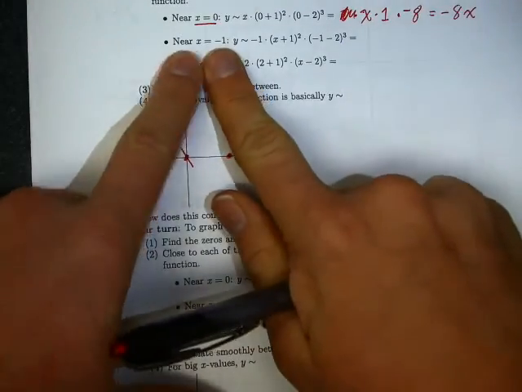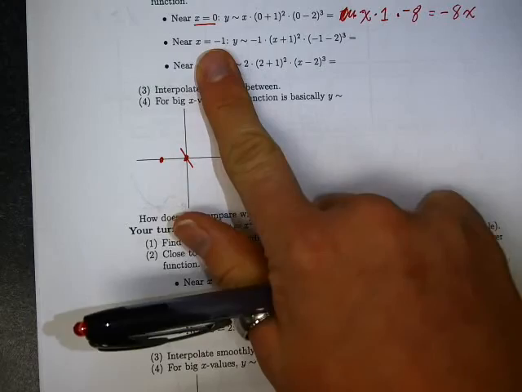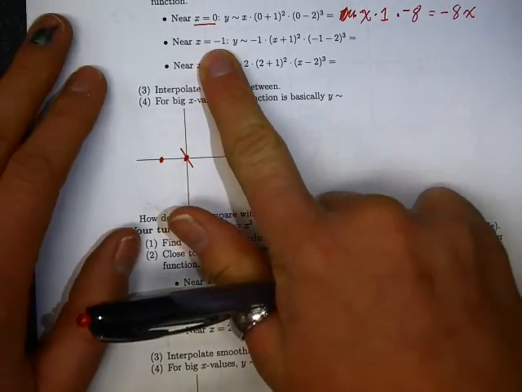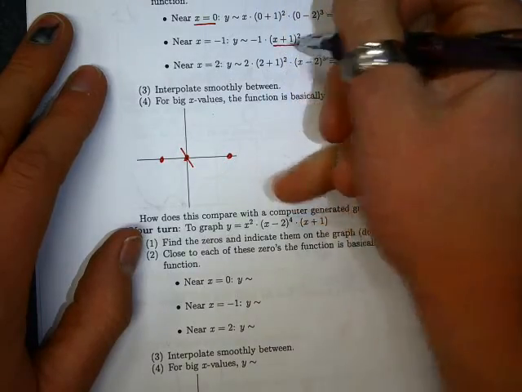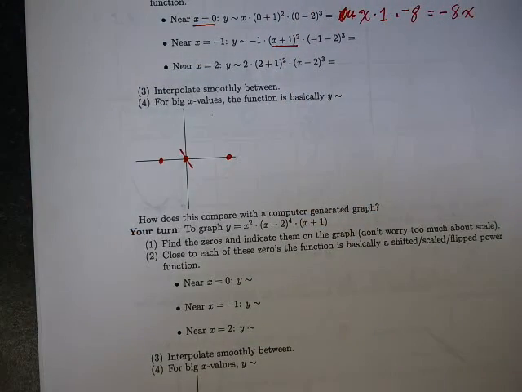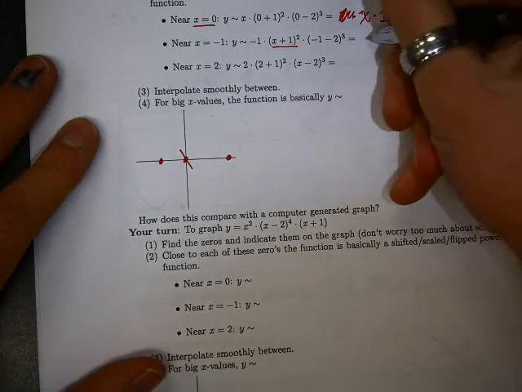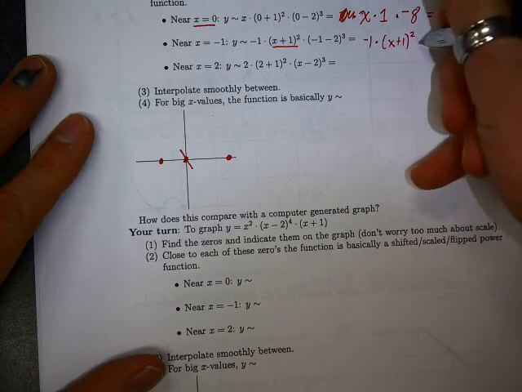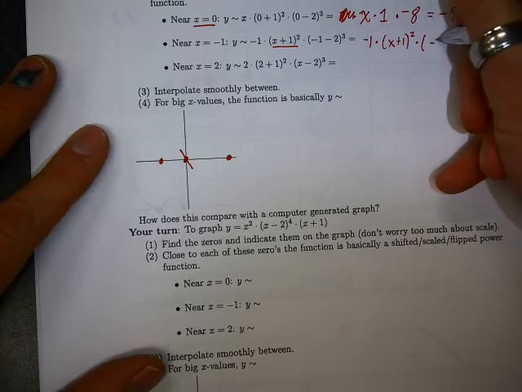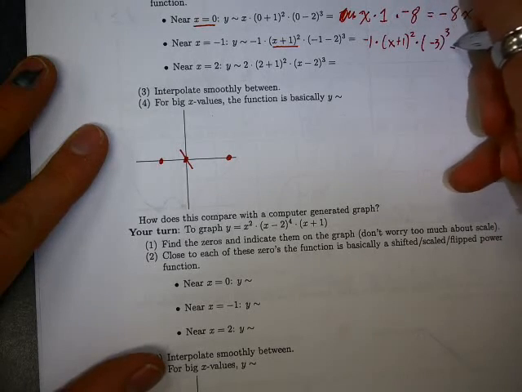Close to x equals -1, I'll play the exact same game. I'll remember the term that gives me a 0 at -1. It was x plus 1's fault that this polynomial is 0 when x equals -1. So I'll remember the x plus 1 squared term. And then I'll plug in -1 for everything else. So that'll be -1 times x plus 1 squared times -3 cubed.